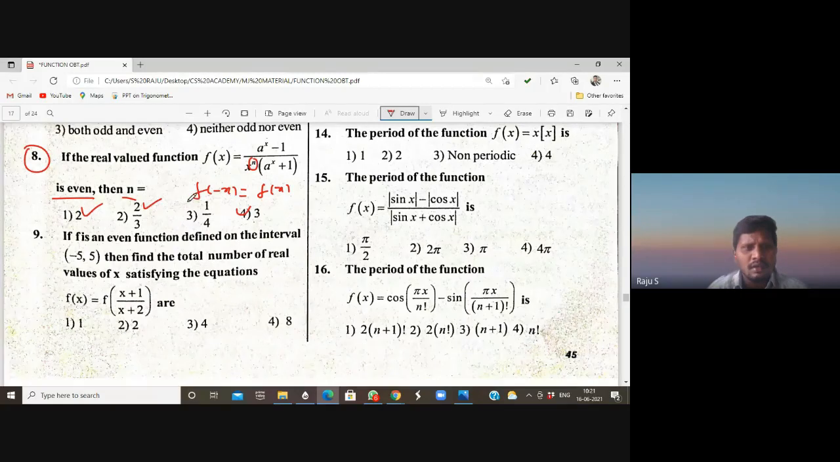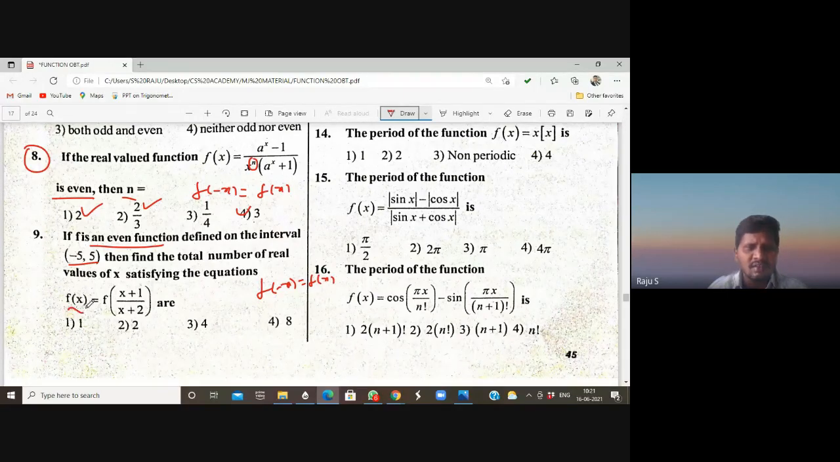Then next, fifth question. f is an even function. Again, here also they clearly mention that f is an even function on the interval minus 5 comma 1. Then find the total number of real valued functions. So how can you do that here? Here also it is the same: f of minus x is equal to f of plus x. You should not be confused here.